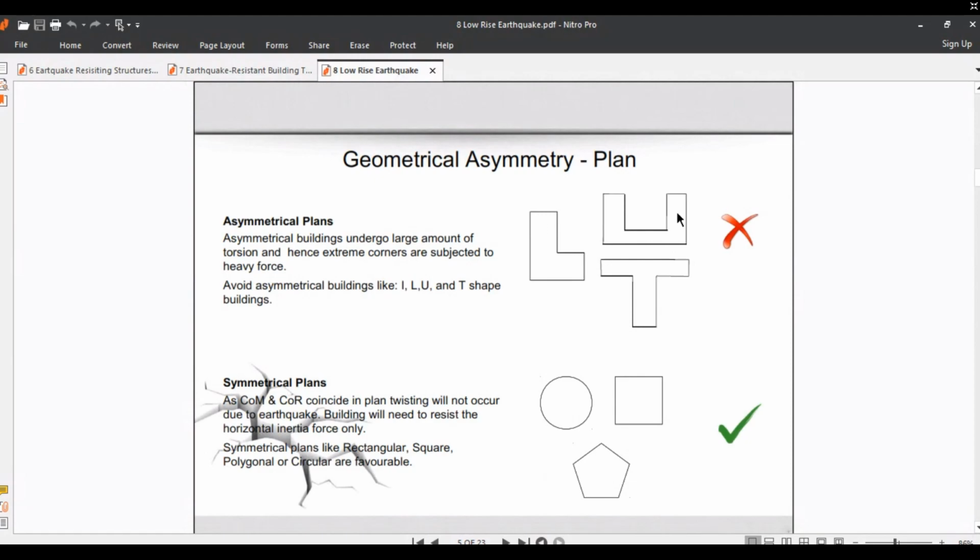As you can see in these shapes, asymmetrical plans in the geometry should be avoided, such as I, L, U, and T-shaped buildings.